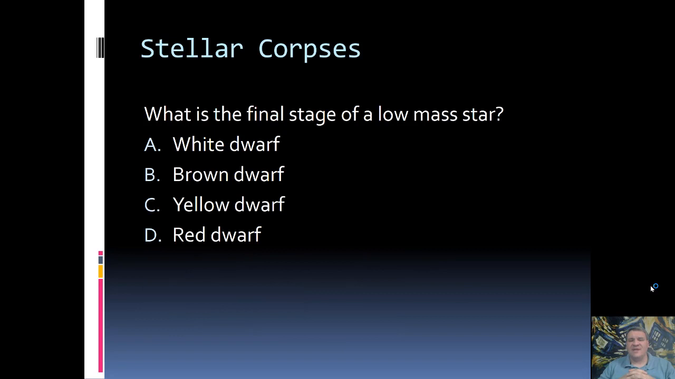What is the final stage of a low mass star? A. White dwarf, B. Brown dwarf, C. Yellow dwarf, or D. Red dwarf? Go ahead and think about it and we'll discuss in just a bit.